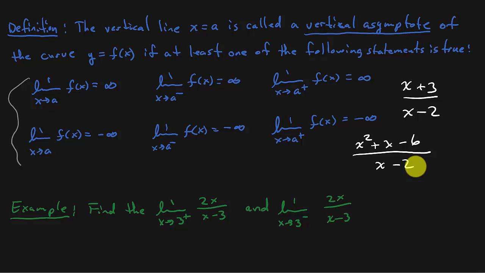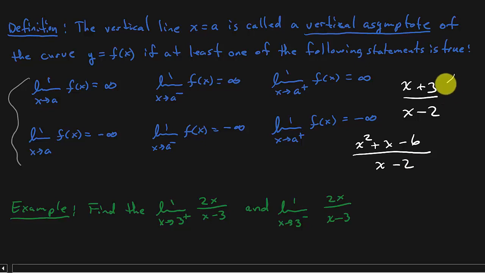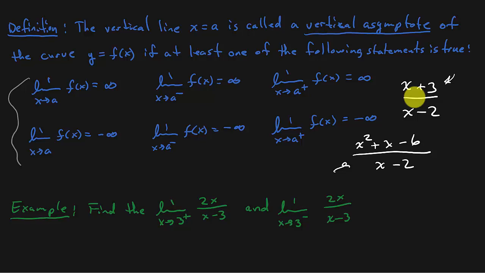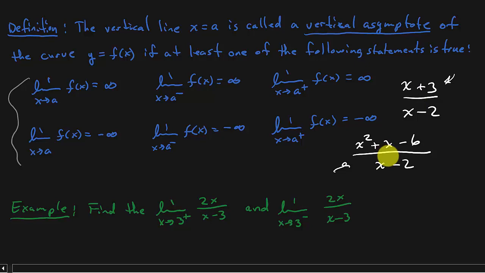And that's not true, okay? This one has a vertical asymptote at 2, but this one doesn't. Because if we took the limit of this as x approaches 2 from the right-hand side, we would not get positive or negative infinity. If we took the limit of this one as x approaches 2 from the left or right, we'd get positive infinity. But this one we wouldn't.